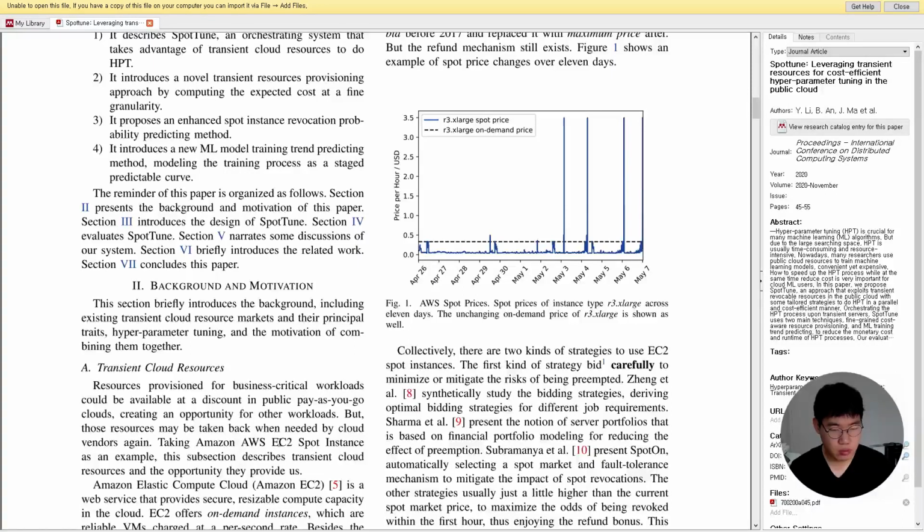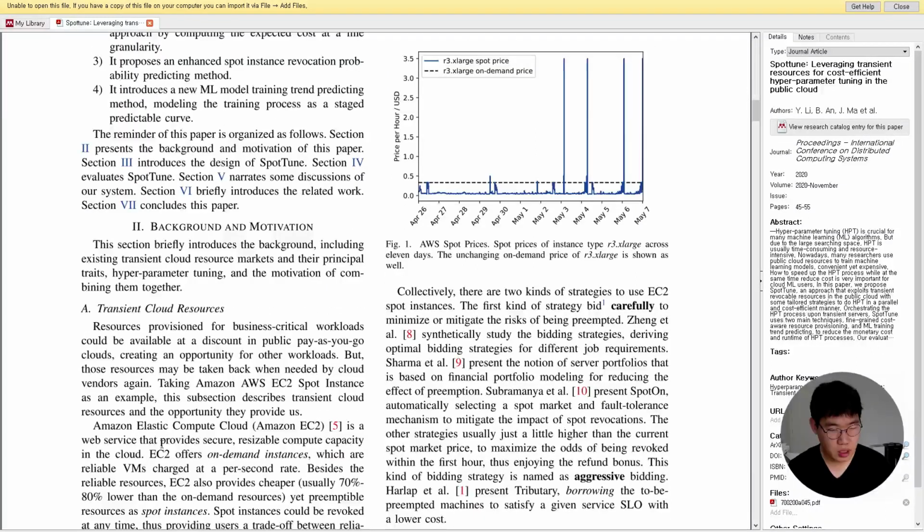Taking the Amazon AWS EC2 spot instance as an example, the subsection describes transient cloud resources and the opportunity they provide us. The Amazon Elastic Compute Cloud, Amazon EC2, is a web service that provides secure, resizable compute capacity in the cloud. EC2 offers on-demand instances, which are reliable VMs charged at a per second rate. Besides the reliable resources, EC2 also provides cheaper resources, usually 70% to 80% lower than the on-demand price.